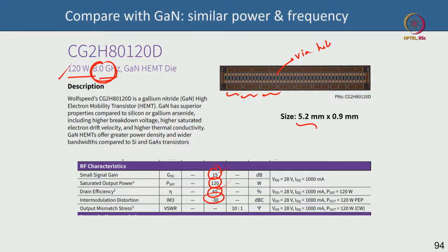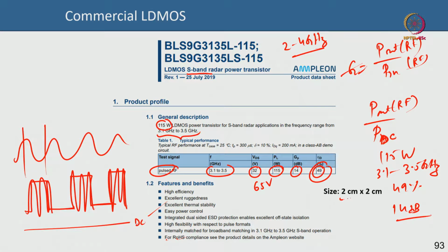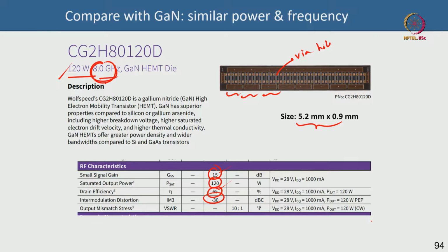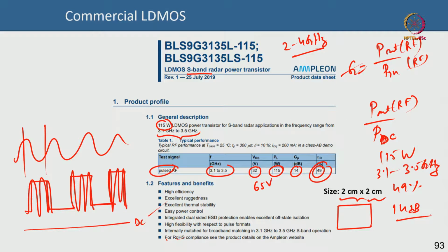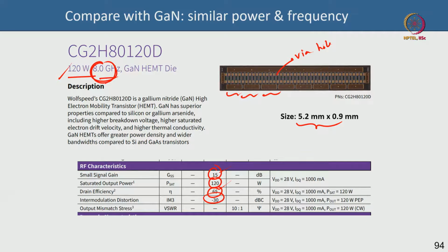What is the die size now? The die size is 5 millimeter by 0.9 millimeter. What was the LDMOS die size? It was 2 centimeter by 2 centimeter, so that will look like this. A 0.5 centimeter by 0.5 centimeter by 1 millimeter die will look something like this, or even less than that, very small. So it's a much smaller footprint. You are going to get higher power at higher frequency with higher gain and higher efficiency.